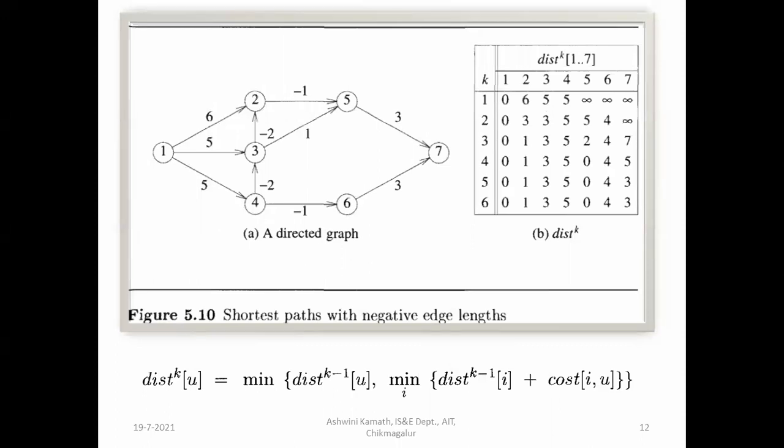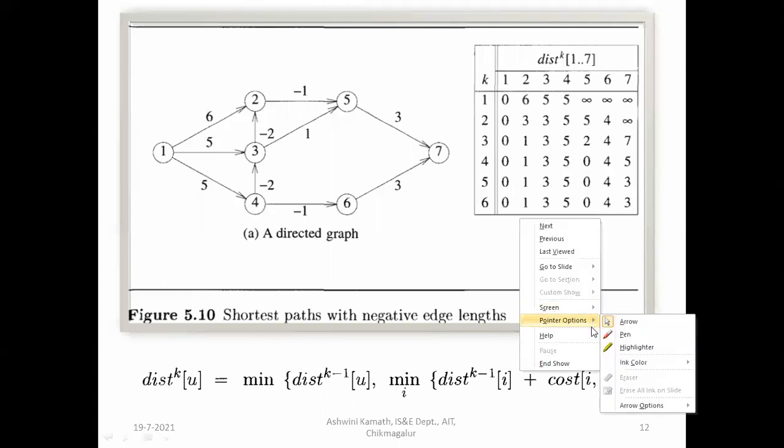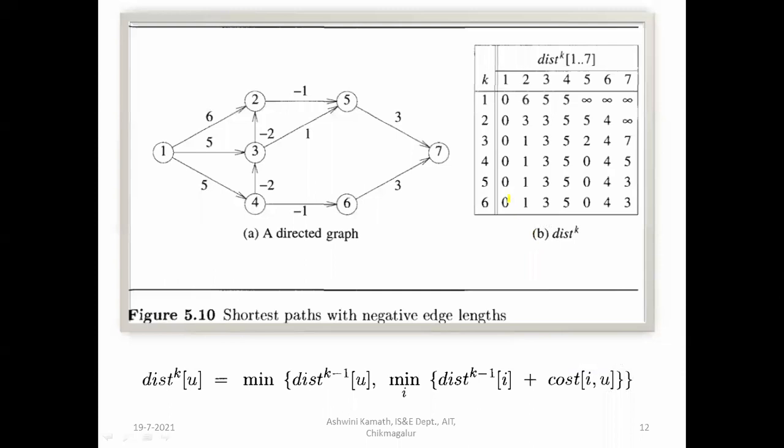I hope you understood this concept. If you have any doubts, you can ask me. Okay, that is the last row. Whatever we have got in the last row, that is the shortest path from 1 to all other vertices. So 1 to 1 is 0, 1 to 2 is 1, 1 to 3 is 3, 1 to 4 is 5, 1 to 5 is 6, and 1 to 6 is 4, 1 to 7 is 3. Okay, so that is the shortest path from 1 to all other vertices.